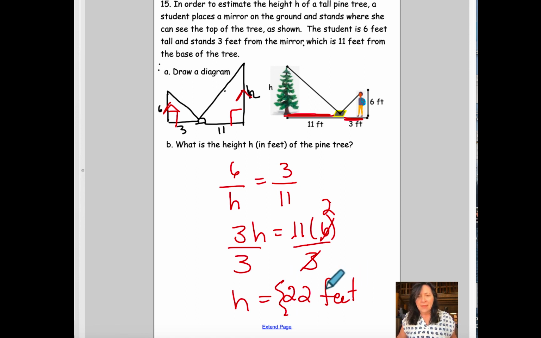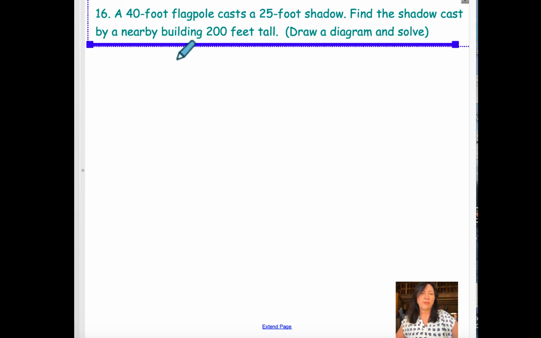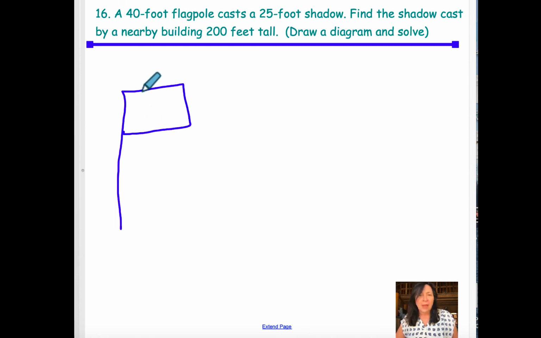And that's my answer. Okay, cool. A 40-foot flagpole cast. Part of this is that you have to visualize what's actually happening. So yes, you need to draw these. And you also need to not be afraid to make mistakes in drawings and reset it. So here's my flag, and here's my flagpole, okay?